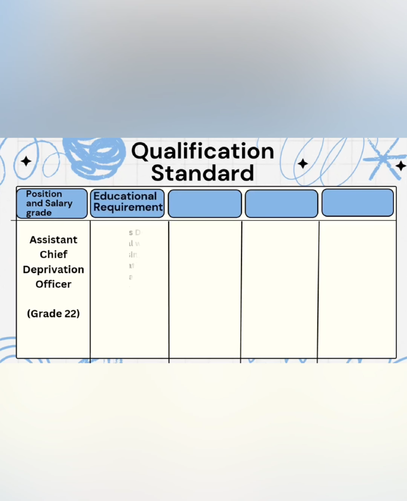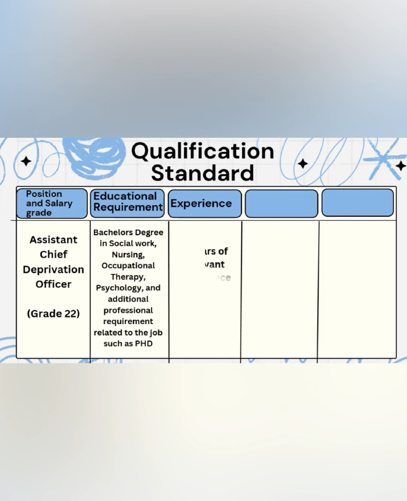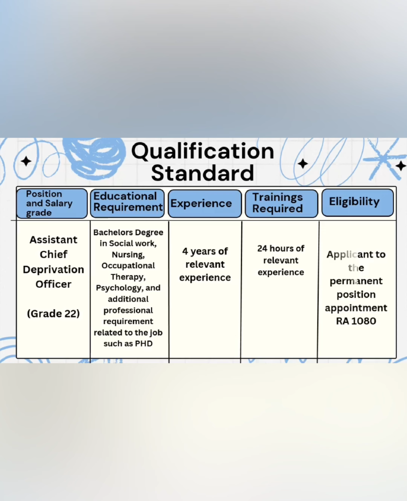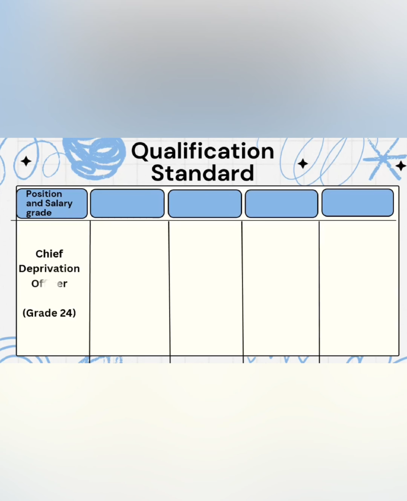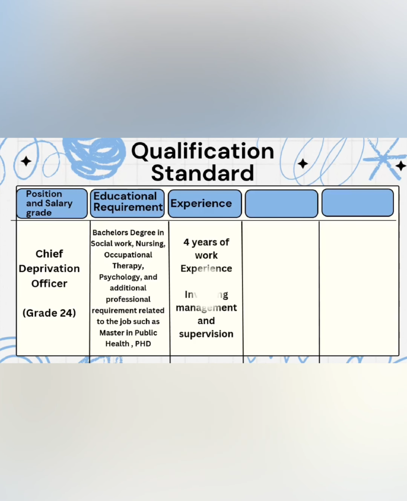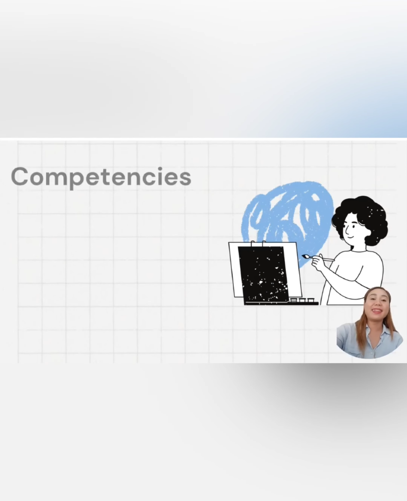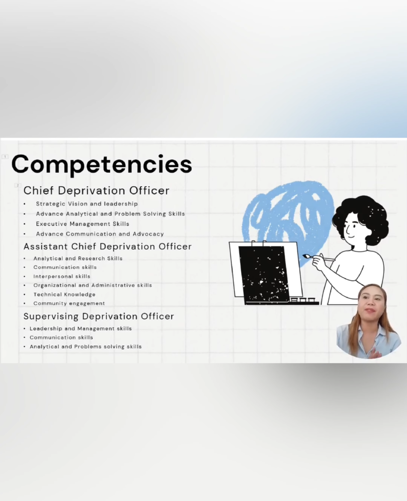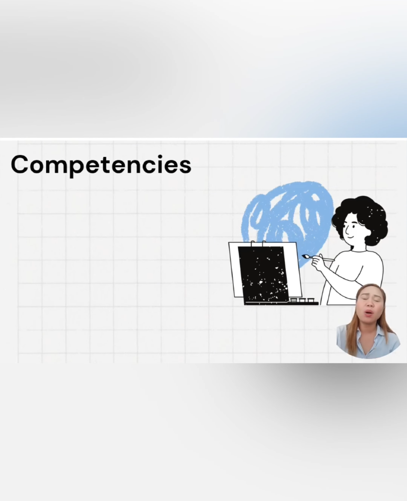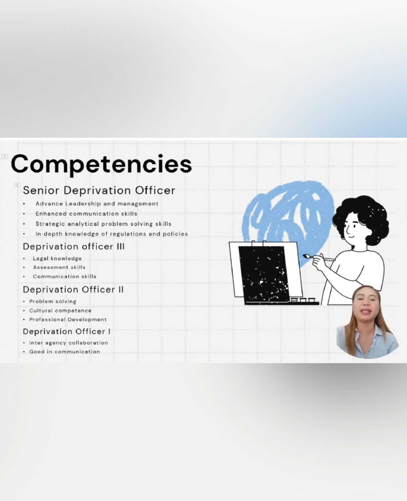Assistant Chief Deprivation Officer oversees the management and supervision. It entails leadership and management. Chief Deprivation Officer is responsible for overseeing the entire department. By building these skills and qualifications, a deprivation officer can significantly advance their career, taking on roles with greater responsibilities and impact within the field of social services and safeguarding of our employees.